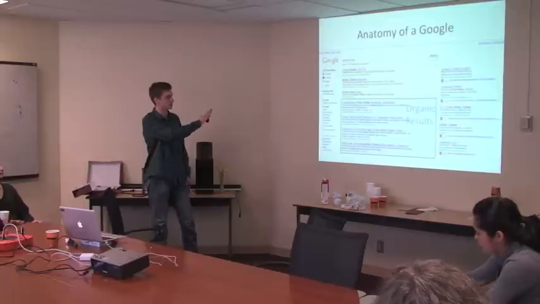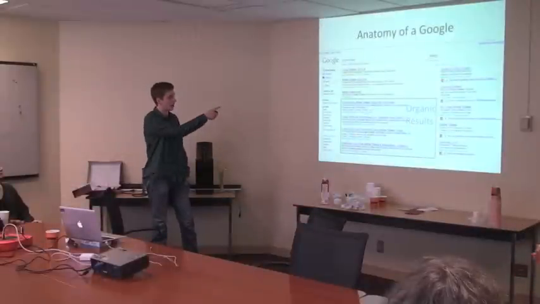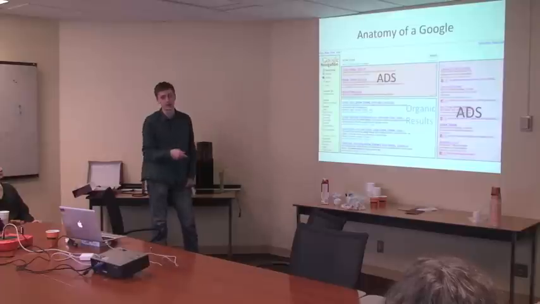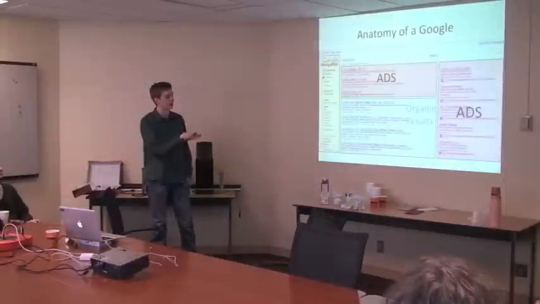What you have here is called your organic results. This is what search engine optimization actually has an effect on. Most clicks go to these organic results. All these other things here are just advertisements, and this is where Google makes 99% of its revenue, from people paying to show up on search results.